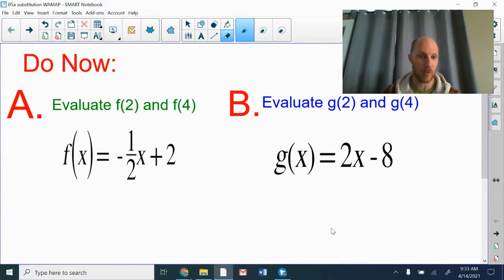Well, good morning, algebra. Here's the do now for today. We're going to go ahead and evaluate these two functions. For part A, we're going to do f of 2 and f of 4. So those are the inputs. There's your function, f of x equals negative a half x plus 2. For part B, evaluate g of 2 and g of 4. So those are your inputs again. And function g of x is 2x minus 8. All right, I'll hang out here while you work out those evaluations.